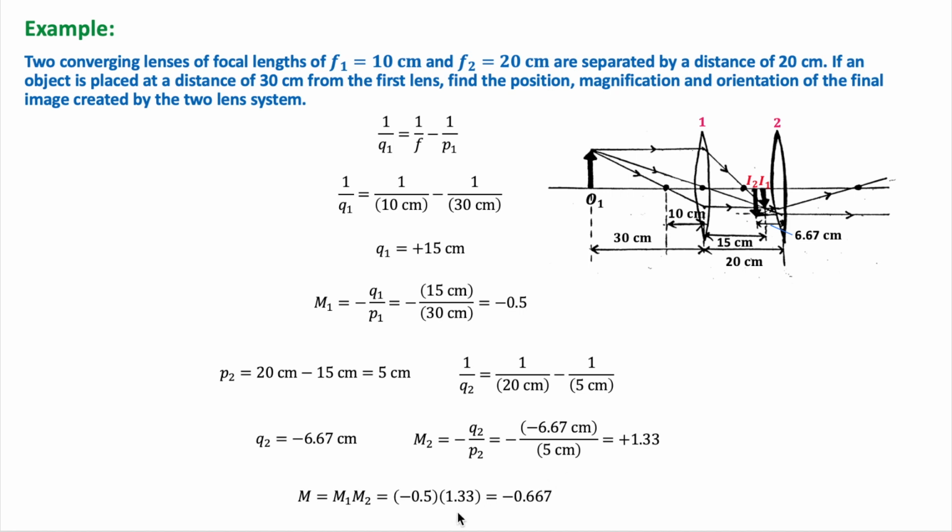So the negative sign of the total magnification shows that the final image is inverted, as you can see here. I2 is inverted with respect to the initial object, right? And also because the absolute value of M here is less than 1, the final image is smaller than the object, okay?